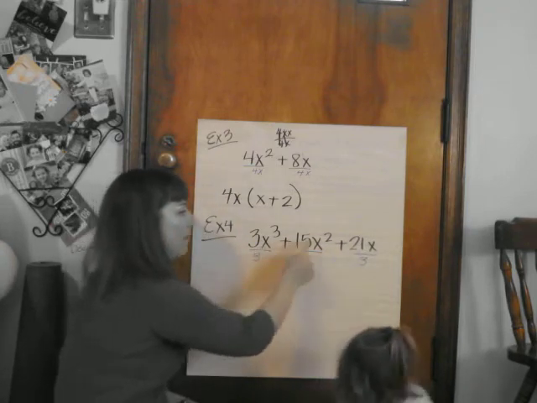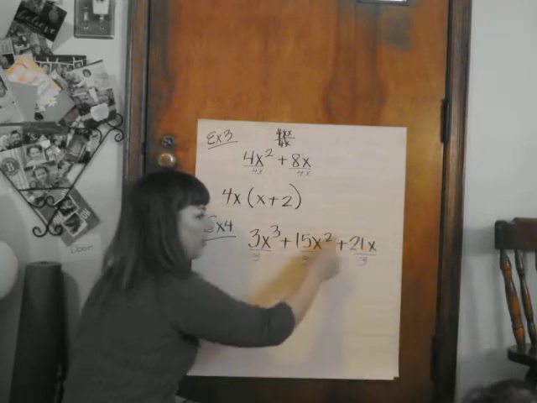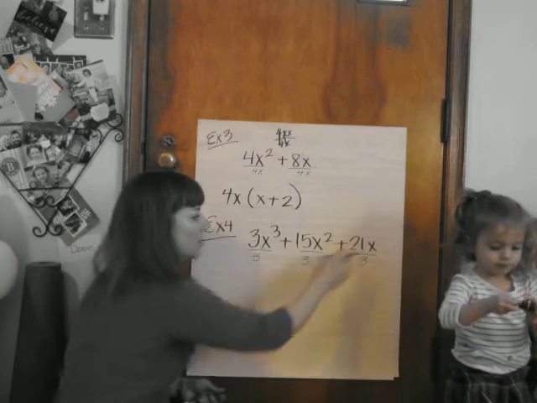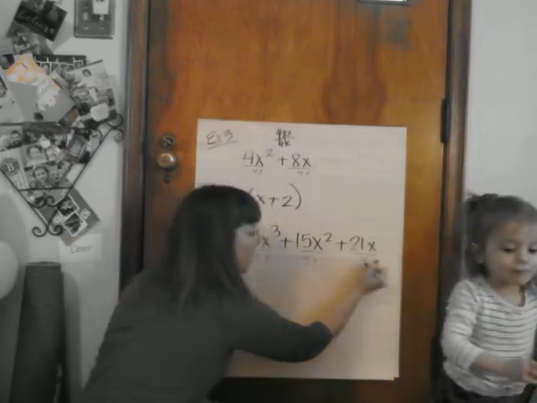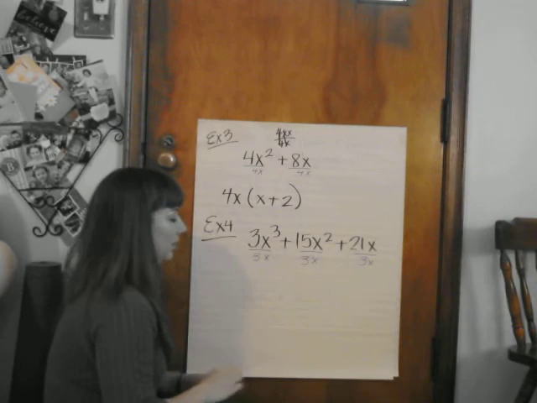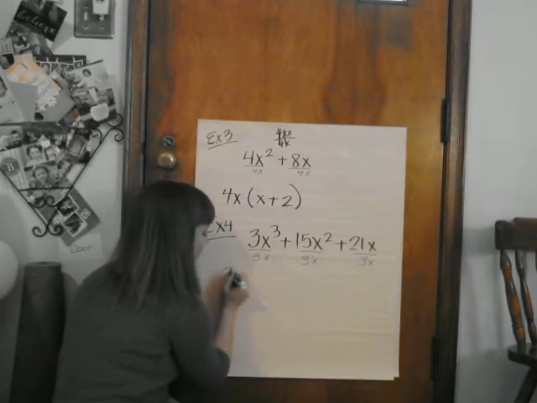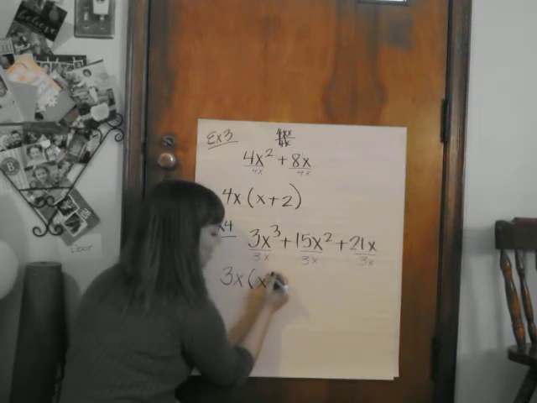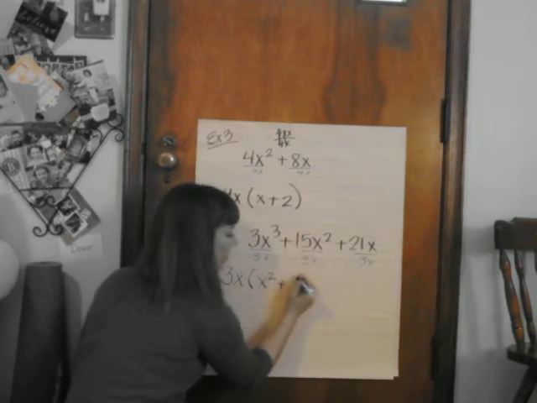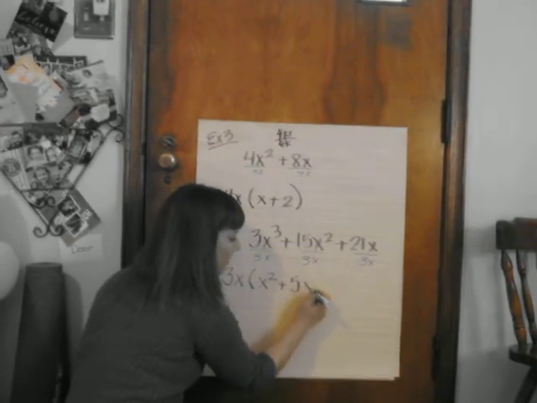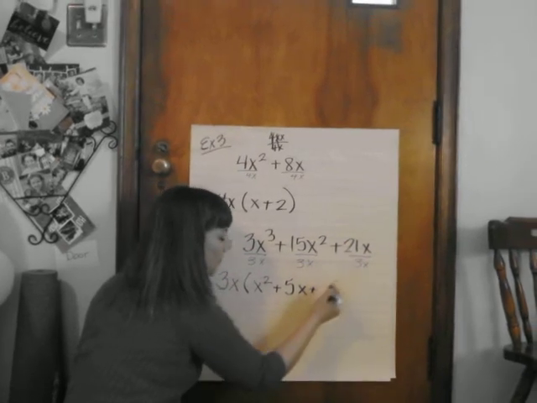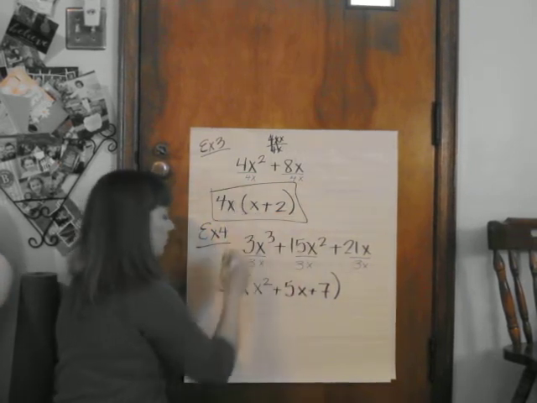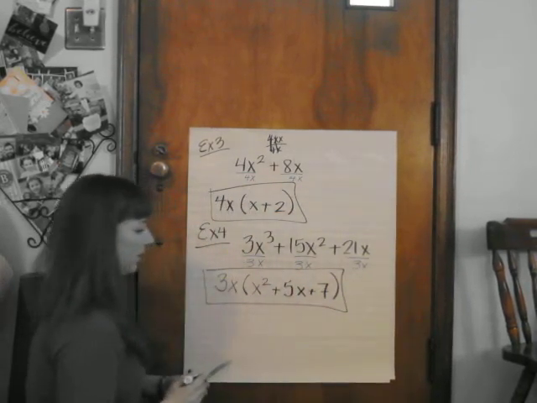Well, whenever we're looking at multiple x's, so different exponents, we want to look for the smallest exponent. That's what you can divide them all by. Smallest exponent is 1. So that's an x, an x, and an x. So I put 3x out front. 3x cubed divided by 3x is just x squared. 15 divided by 3 is 5. X squared divided by x is x. And 21 divided by 3 is 7. X divided by x cancels. So that would be my final answer.